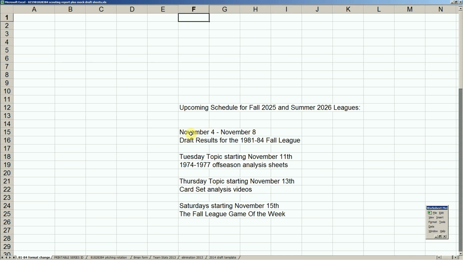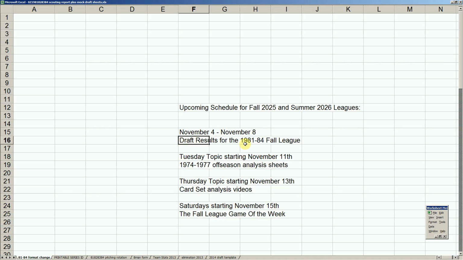So next week we'll begin the draft, November 4th through 8th. The draft results for the 1981-84 Fall League. First round draft results. The draft was already conducted. Games have already started to be played. So we have a backlog to fill in.